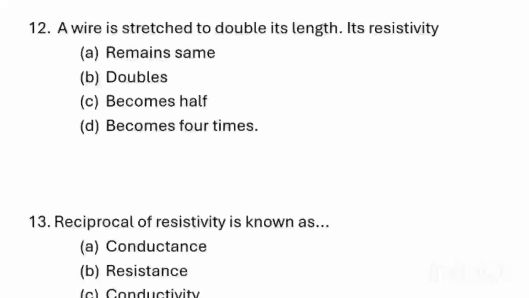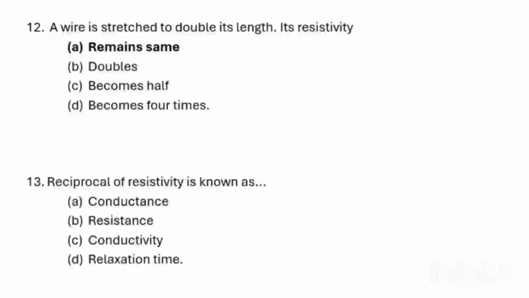Question number 12. A wire is stretched to double its length, its resistivity. Option A remains same, option B doubles, option C becomes half, option D becomes 4 times. Here the correct answer is option A remains same.